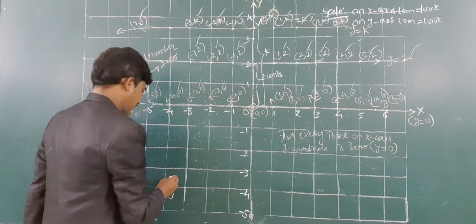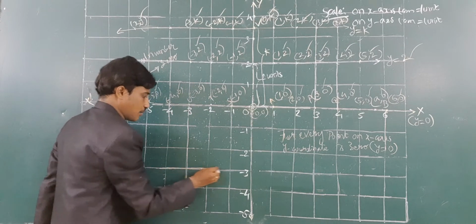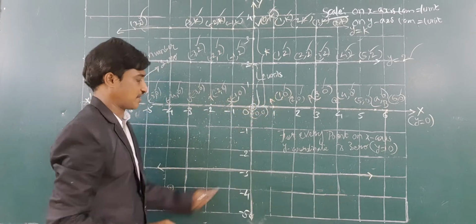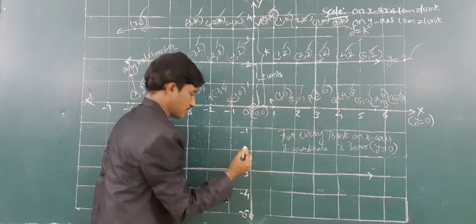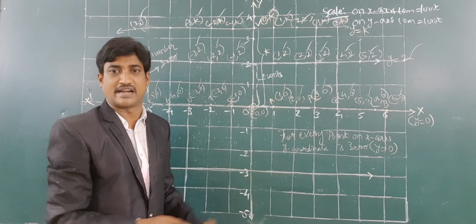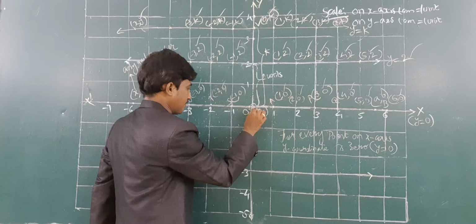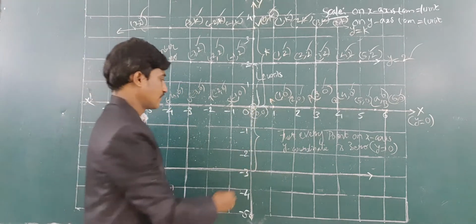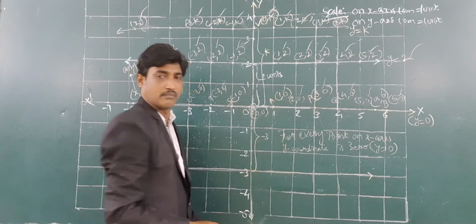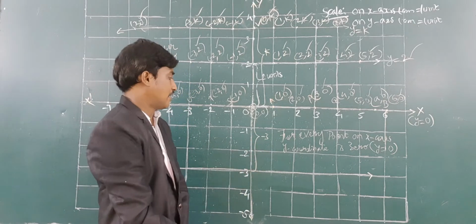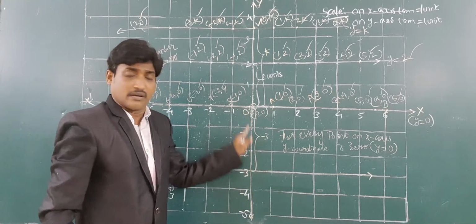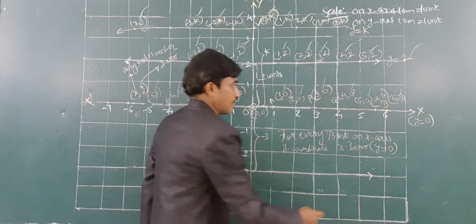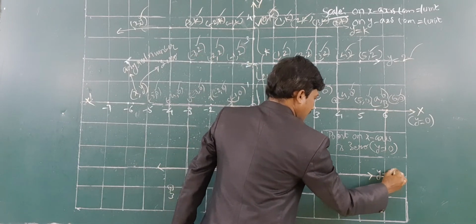In the same way, for the equation of a line parallel to the x-axis which is at a distance of 3 units on the negative side, that means minus 3, we can write the equation of this line as y is equal to minus 3.